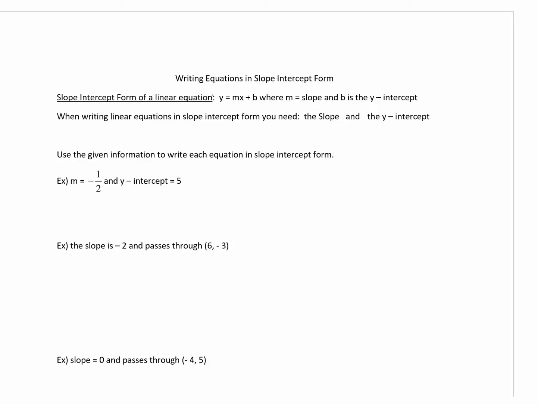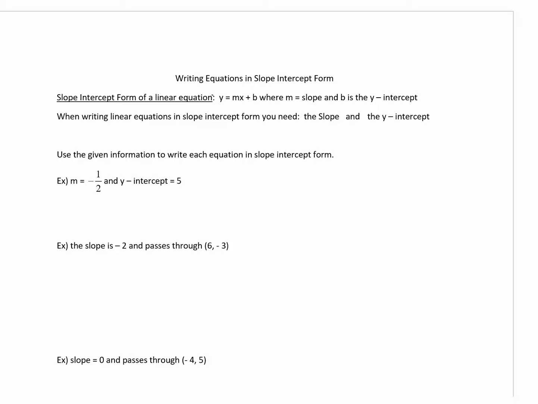In this video, we're going to begin our discussion with writing equations in slope-intercept form. Slope-intercept form of a linear equation is y equal to mx plus b, where m is a slope and b is a y-intercept. When writing linear equations in slope-intercept form, you need the slope and the y-intercept. Use the given information to write each equation in slope-intercept form.